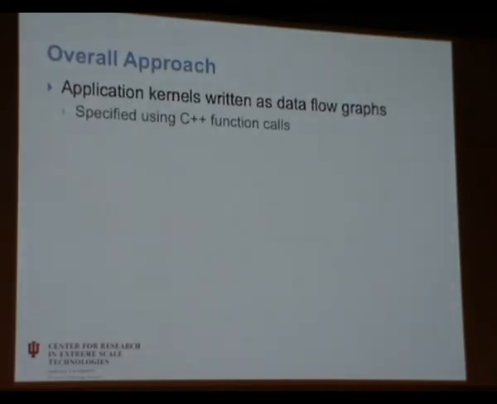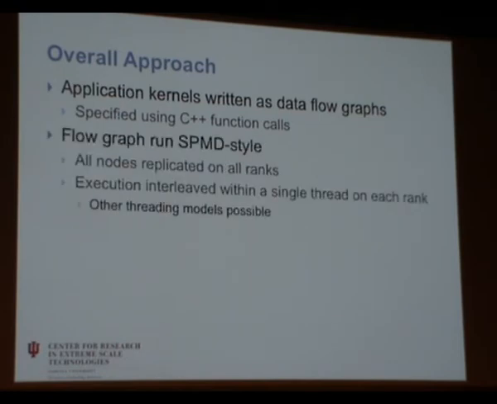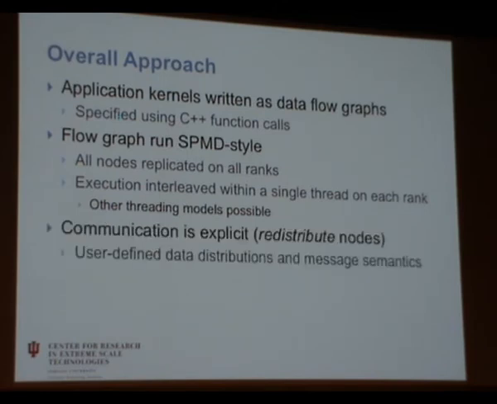And so the overall approach is that you would write your application kernel as a data flow graph built using combinators in the form of C++ function calls. The flow graph is run in a SPMD style. The exact same flow graph is run on every node in your system, and then it's the data that varies. And when I show dynamic flow graphs, those can also vary across nodes. Execution here is for performance reasons to avoid synchronization. Execution is interleaved within a single thread on each rank, and I'll talk about why later. There are other models that could be added later. And communication is explicit using redistribute nodes.